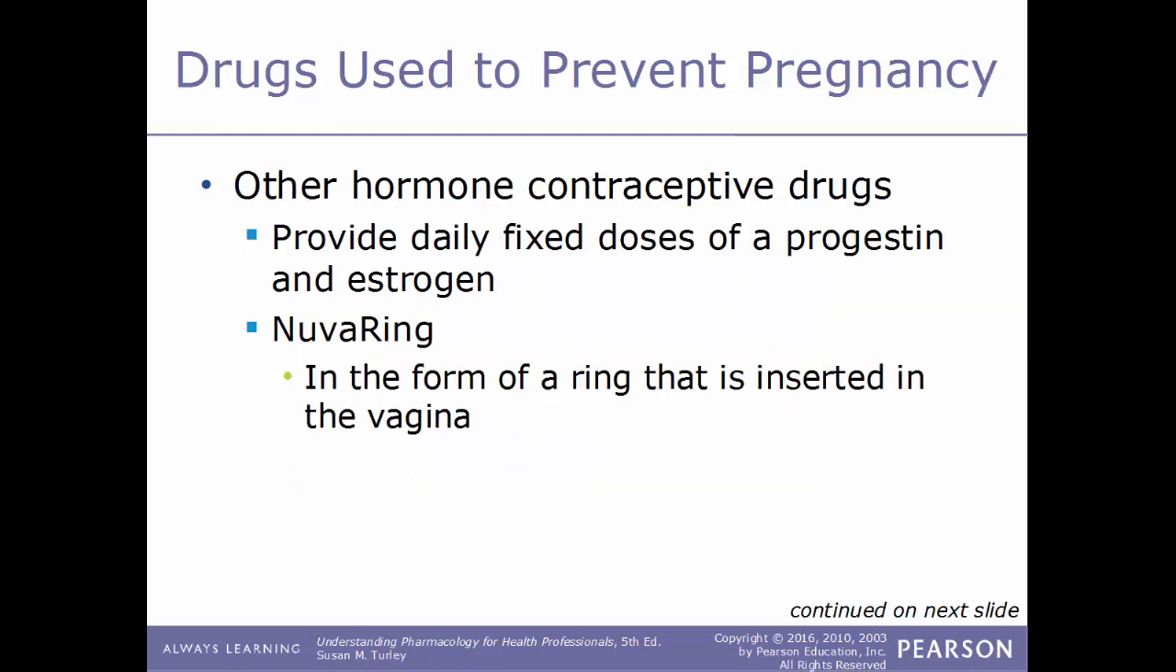These are some other examples of hormone contraceptives, and these would act by providing a fixed dose of a progestin and an estrogen. An example of this would be the NuvaRing, and this is in the form of a ring that is inserted in the vagina.